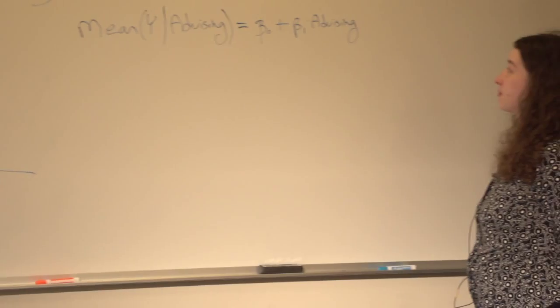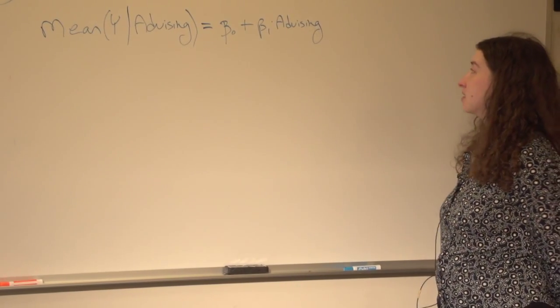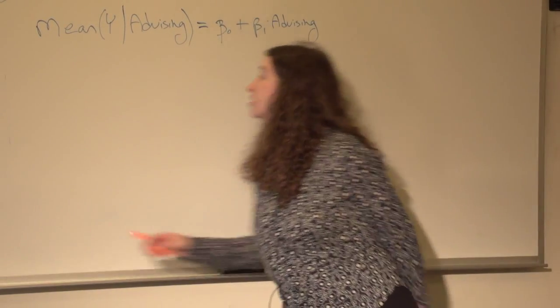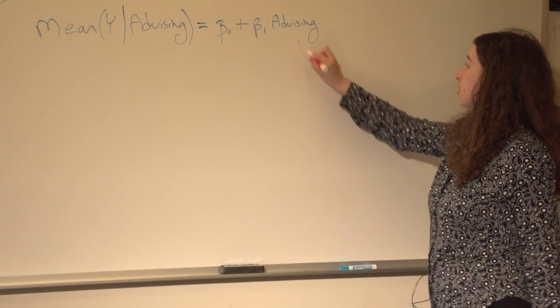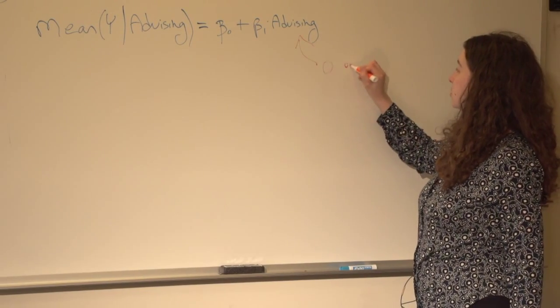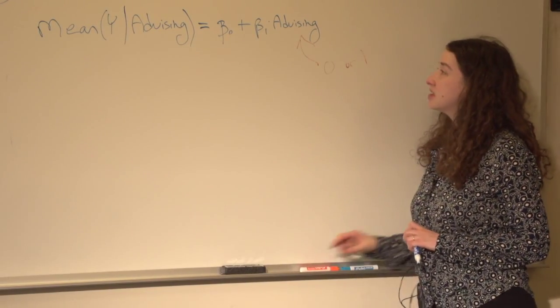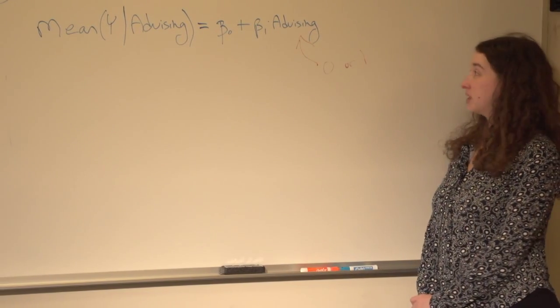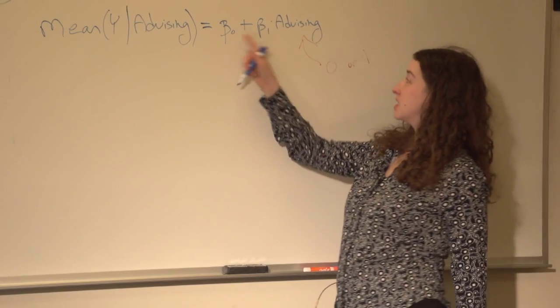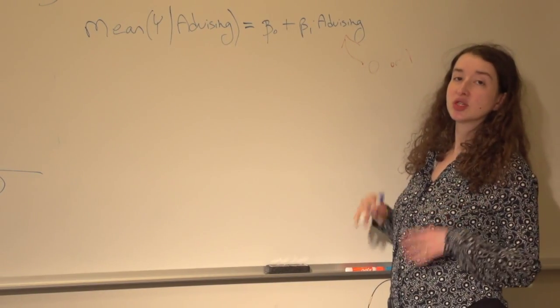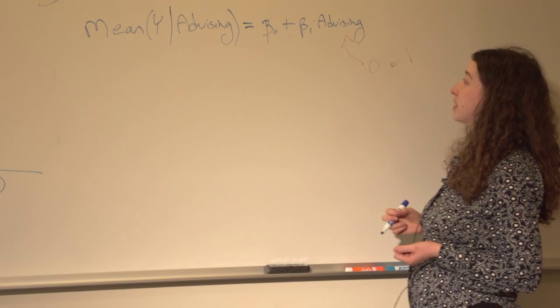What do we have here? Advising is an indicator variable, a dummy variable. Advising is equal to either 0 or 1. It's equal to 1 if the student had advising, and it's equal to 0 otherwise. Beta 0 and beta 1 are just symbols, they're just parameters, they're things that we can try to estimate.